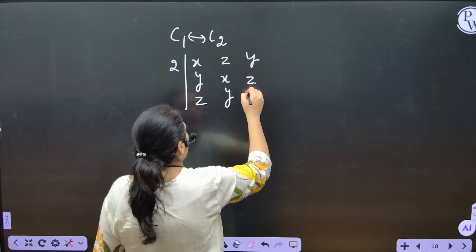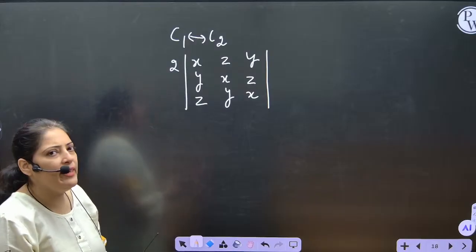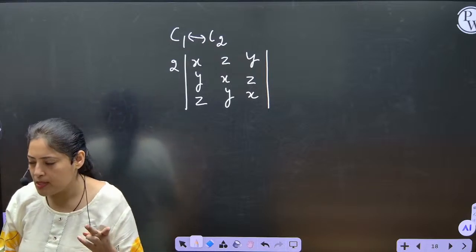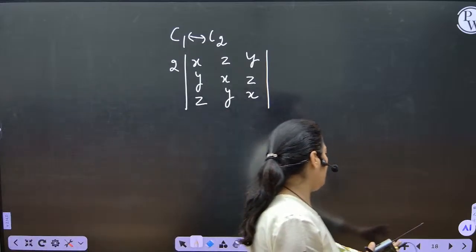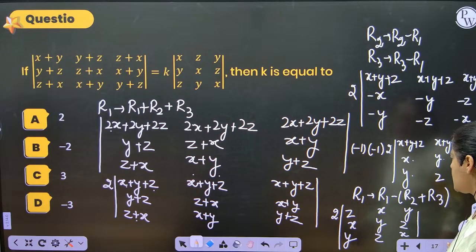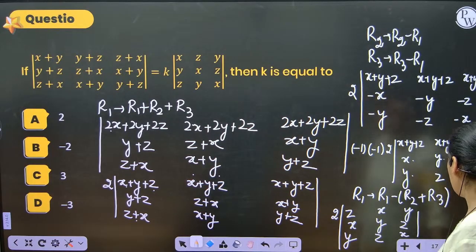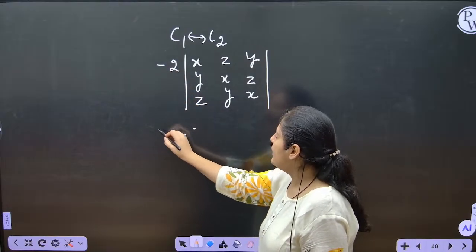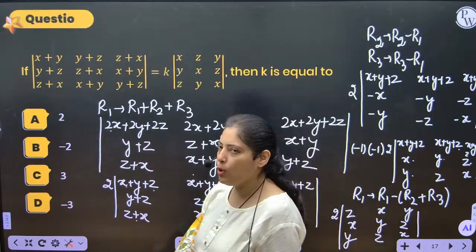Y, Z, X. Yes? And whenever we interchange two columns or two rows, a minus sign will come. Okay. So here X, Y, Z, Z, X, Y and Y. So the K value is coming out to be -2. So K value is nothing but -2. Which option is the correct one? B option is the correct one.